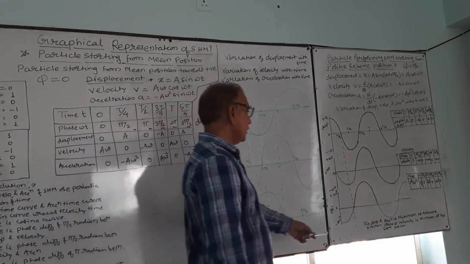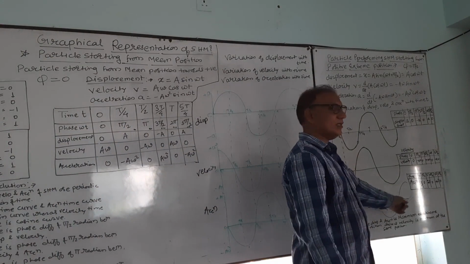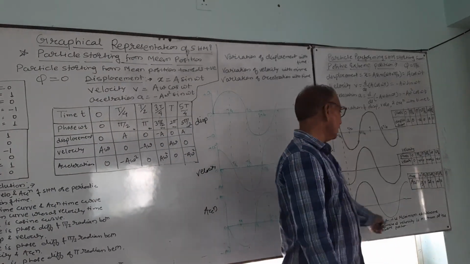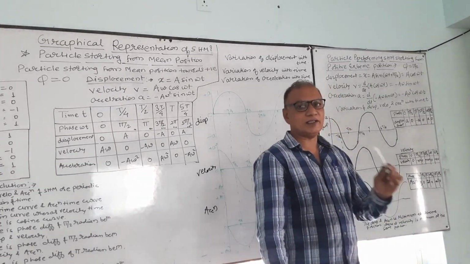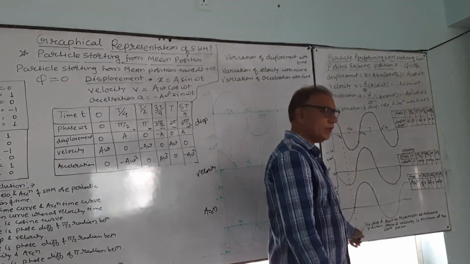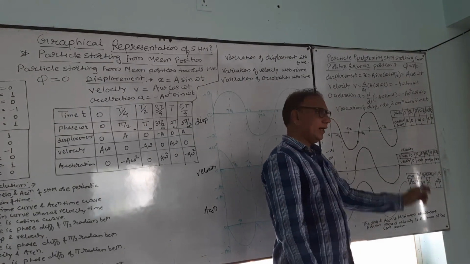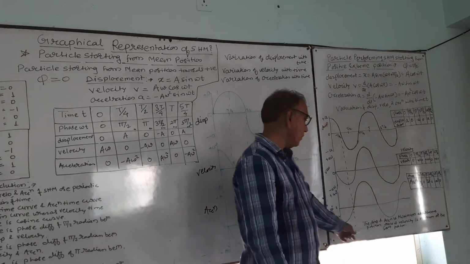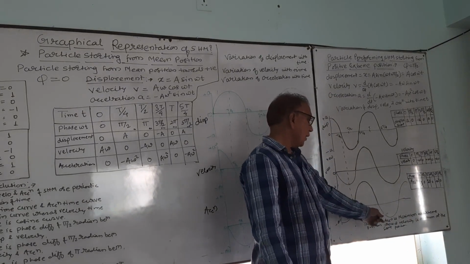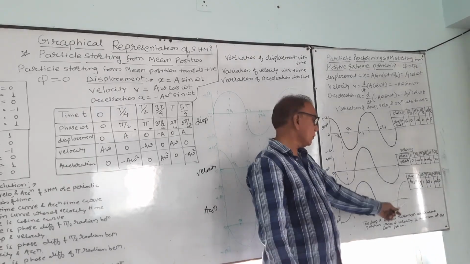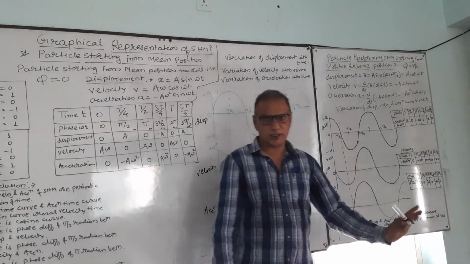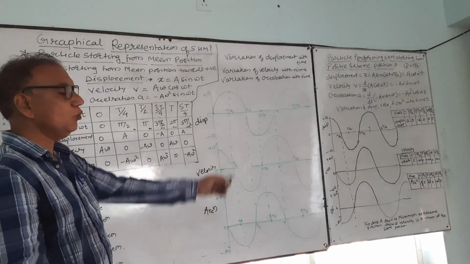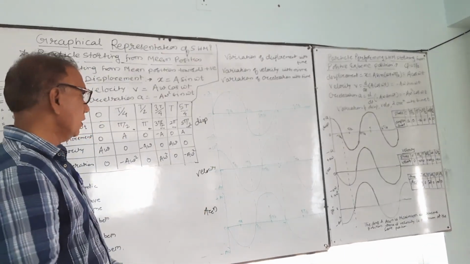And finally, displacement and acceleration are maximum at the extreme position, whereas velocity is minimum at the same position. This is very important. This is the conclusion when a particle performs SHM from the positive extreme position.